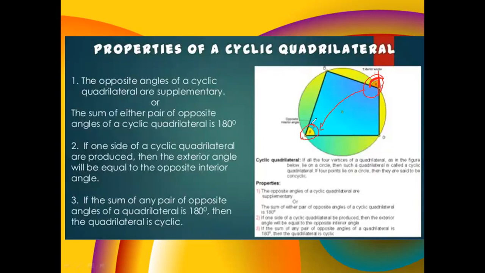Remember that one because that will be your guide in identifying missing angles inside a cyclic quadrilateral. Okay, so please remember that one. Exterior angle here is equal to the interior angle of the opposite side. Okay. Number 3, property number 3.